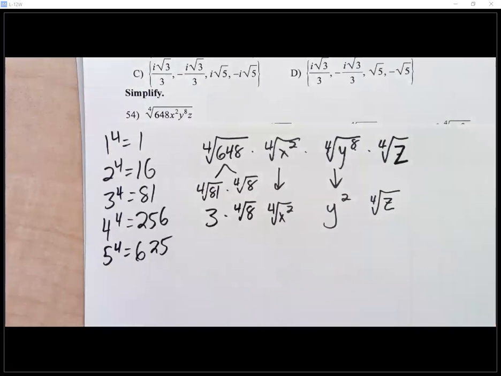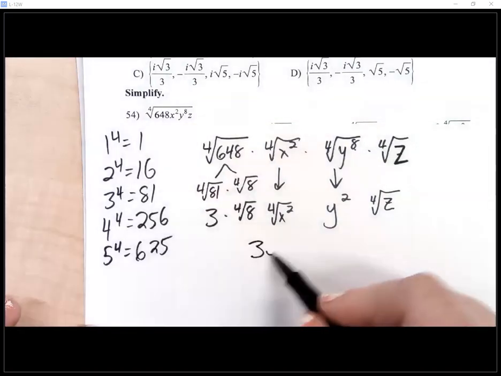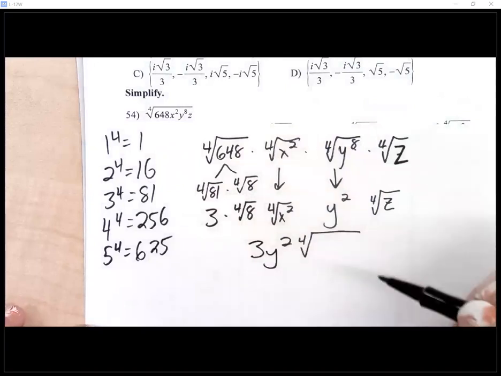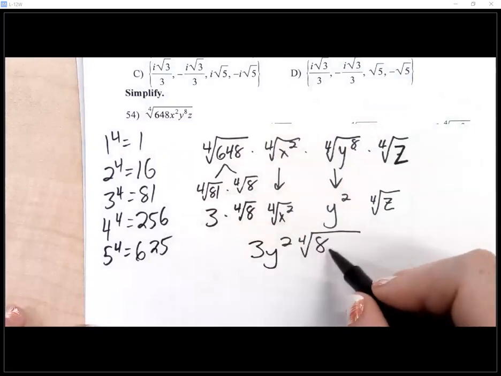Okay, now I'm going to multiply any of them that are not in the root together. So that's 3y squared. And then all of the ones that are in a root get multiplied together into one big root, 8x squared z.